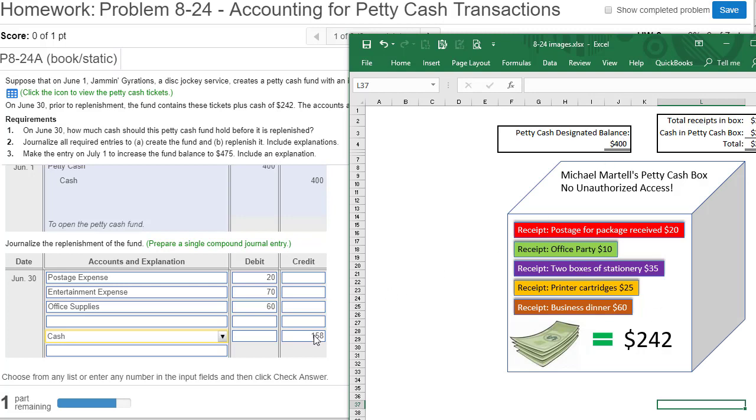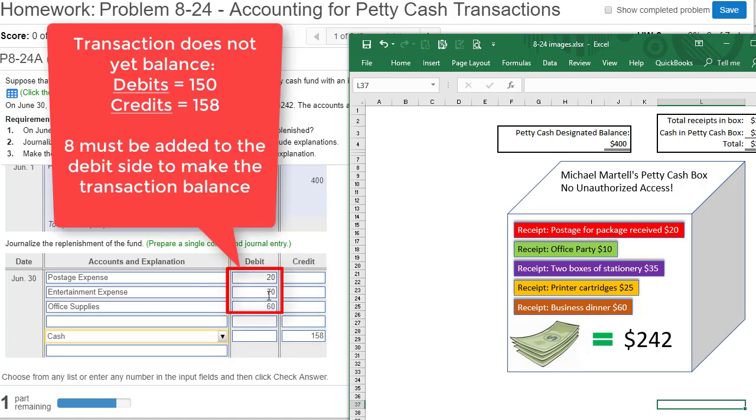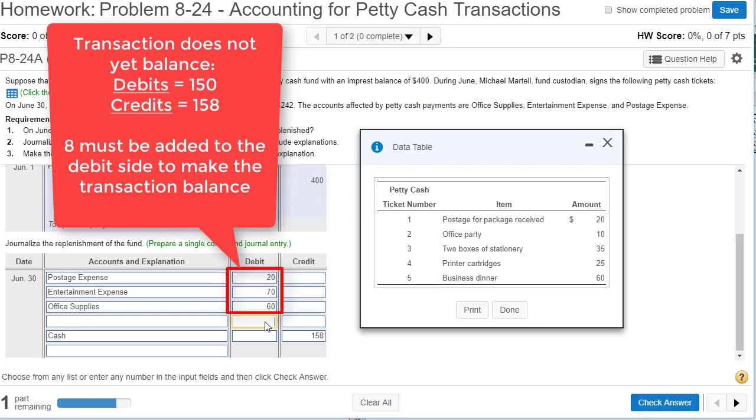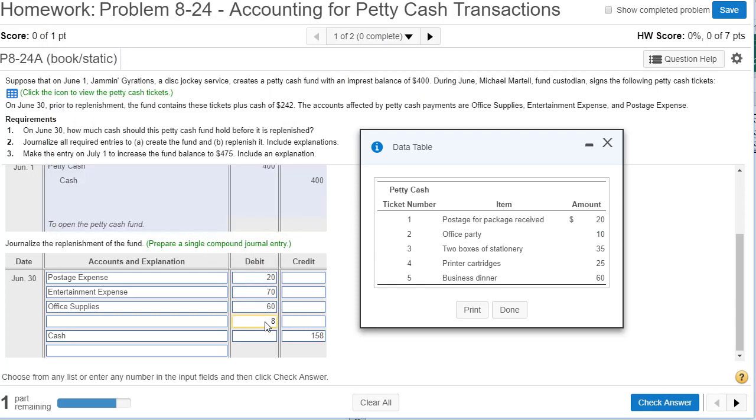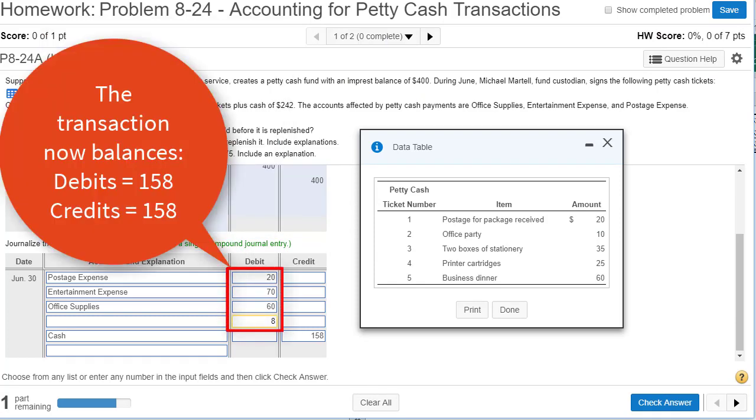Now, if you look carefully, this transaction does not balance. How much do we have on the right side? Excuse me, the left side. We got 70 plus 60, that's 130, plus 20, you got 150. So these total 150. This is 158. Does this balance? No. So what's the difference? $8. So which side do we put the difference on? We have to put it on the smaller side to make this balance. So what did that $8 represent?